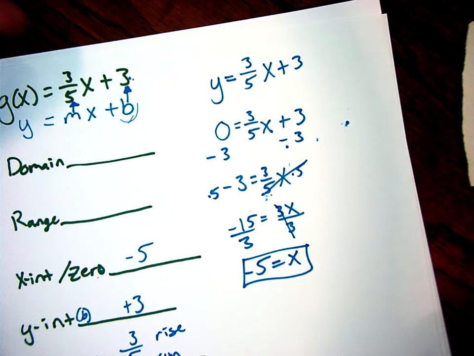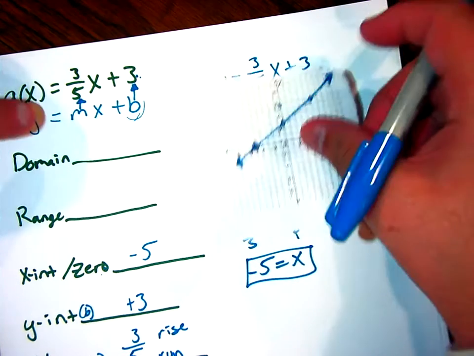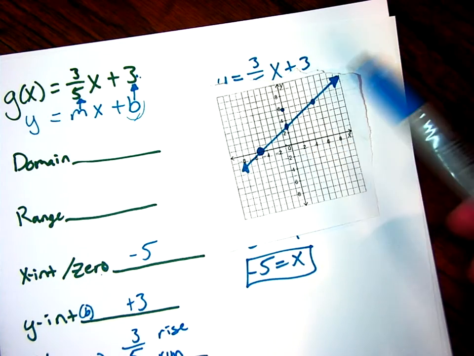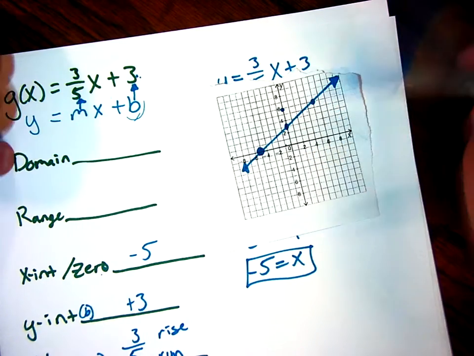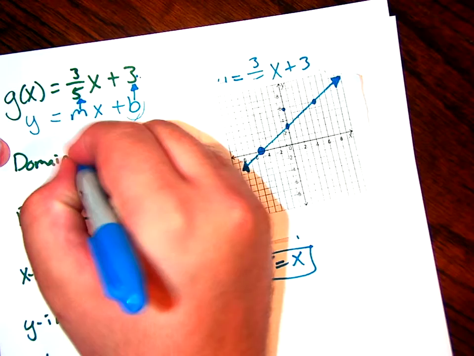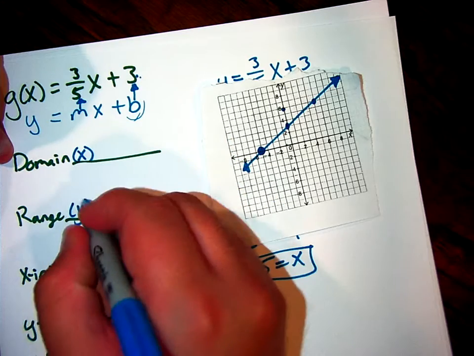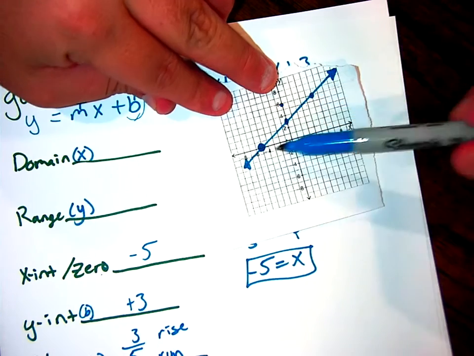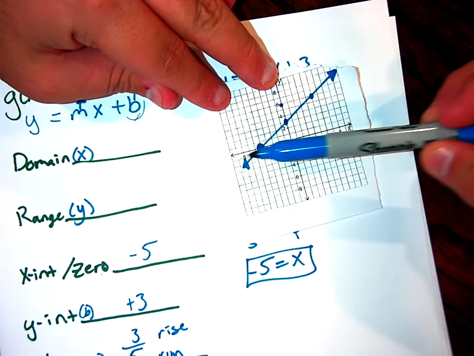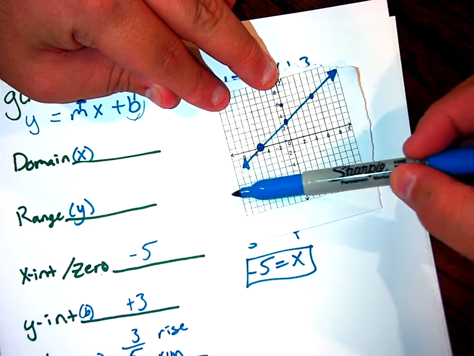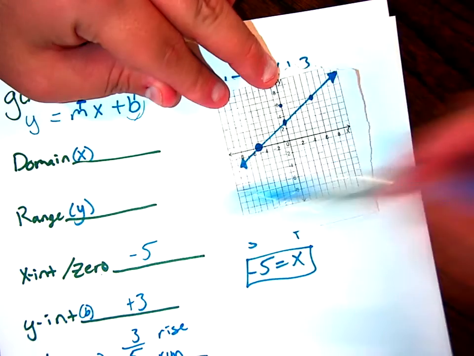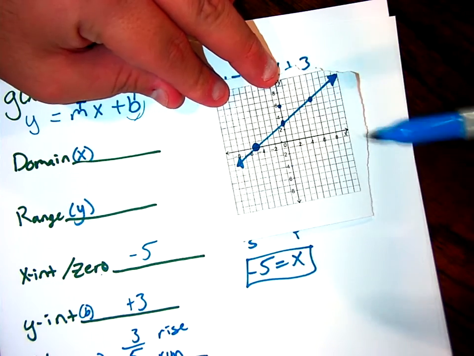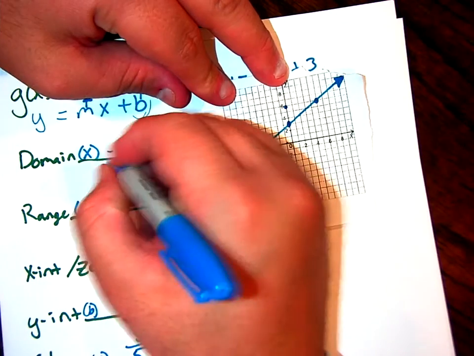All right, next thing you need to look at is the domain and range. Looking at this linear function, the graph, domain is always going to be the x, and range is y. So we ask ourselves how far to the left is this thing going to go? It's going to go down and to the left forever and ever. So how far is it going to go just to the left? Forever. This function will continue to go to the left forever. So it's going to be from negative infinity.